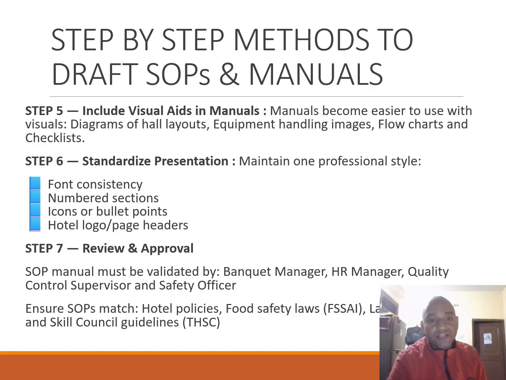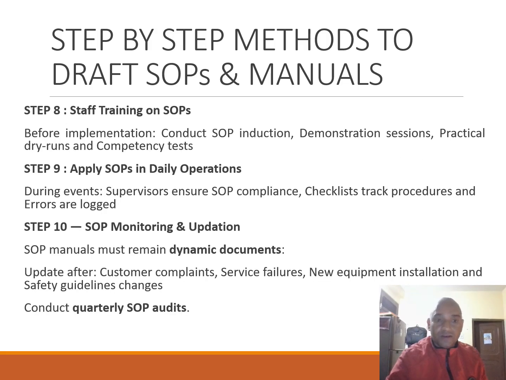Step 5 is to add visuals in the manual. We need to visualize some steps. The manual becomes easier to use with visuals, diagrams of hall layout, equipment handling, images, flowcharts and checklists, etc. Step 6 is standardized presentation. Step 7 is review and approval. Step 8 is staff training on SOPs.